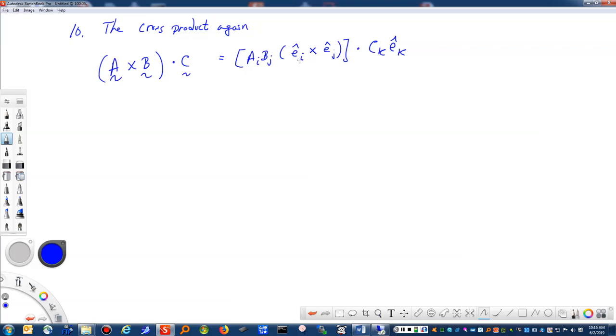Now when I do the cross of e-hat_i with e-hat_j, I will get a component in the other direction. It'll either be in the 3 direction if this is 1 and 2, or it'll be in the 2 direction if this is 3 and 1, and so forth. So what I'm going to say is that this results in a vector that would be in the k direction.